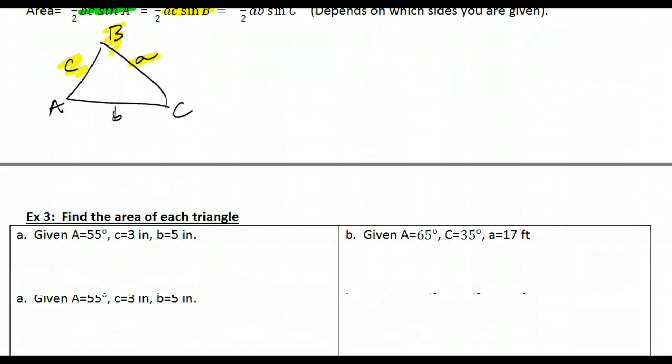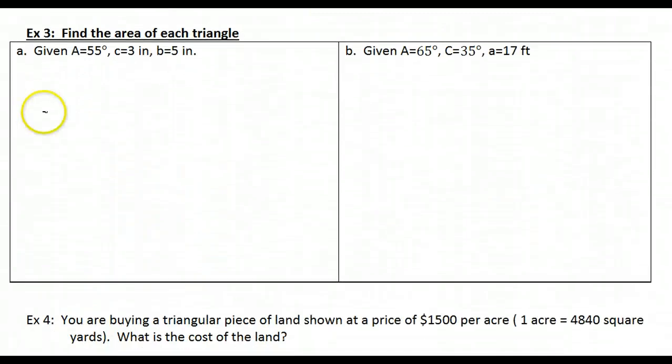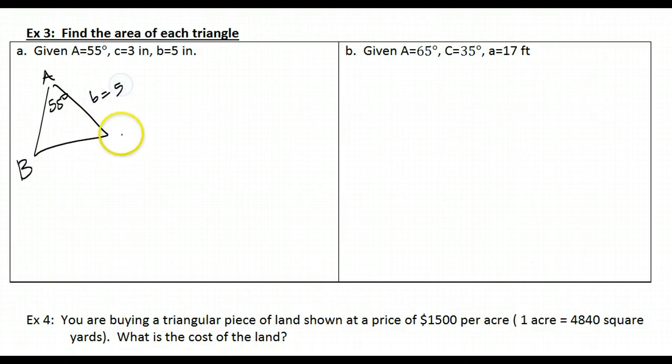This can be super easy, like example 3A. In this example, I know angle A, I know side B, and I know side C. So I immediately have two sides and the angle in the middle. Again, if I know two sides and the angle in the middle, I fill it into my formula right away. The two sides go in front here, and then I take times sine of my angle.